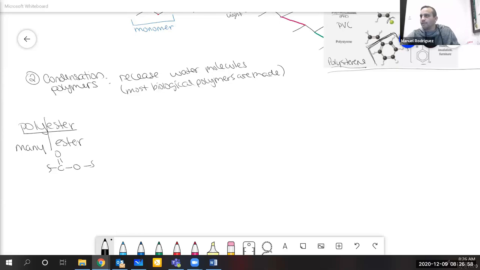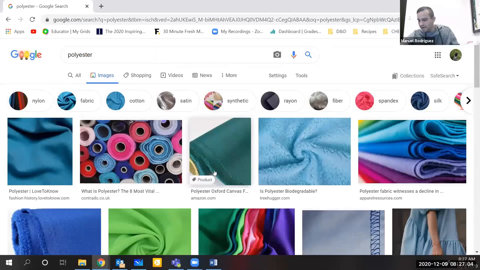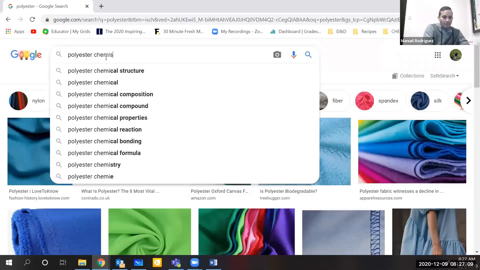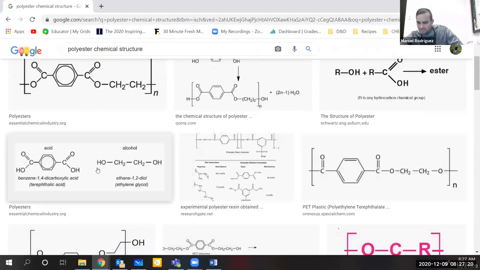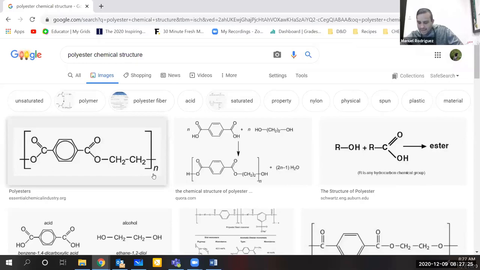So if I look at polyester, that's what I get. I get a bunch of different fabrics because we know what polyester is used for. If I go to polyester chemical structure, we'll see different ones, but they're different types of polyester. As you can see, they give you an ester formation and they say the N, which means that this is your monomer and it keeps multiplying over and over and over.